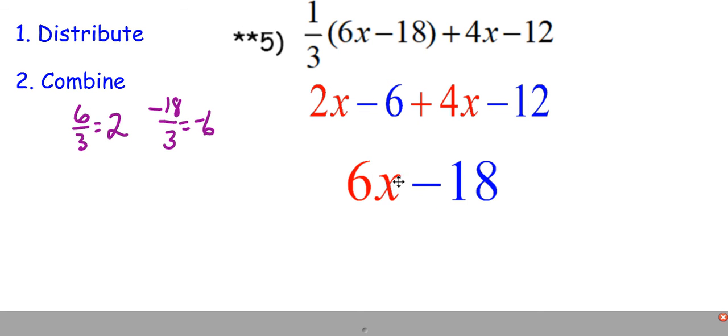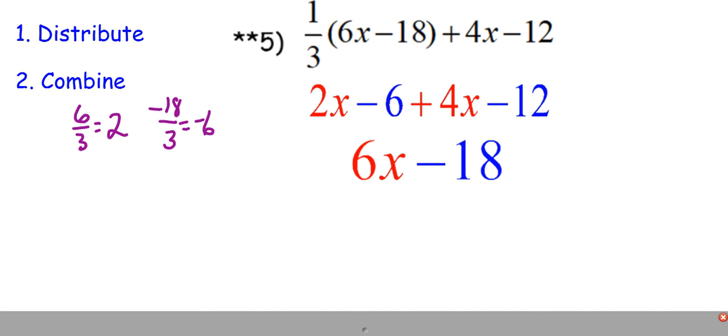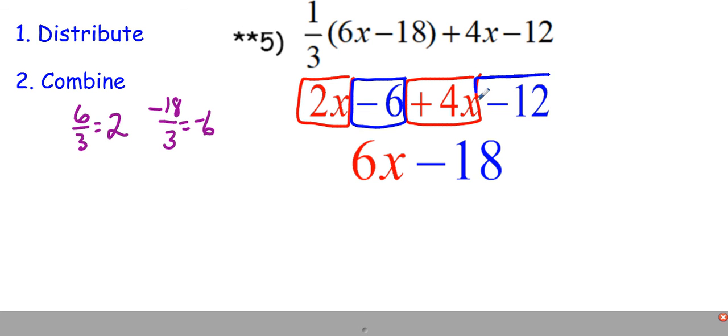So now that we distributed, we're going to combine like terms. Positive 2x plus a 4x is a 6x. A negative 6 minus a 12, this is our constant, is a minus 18.